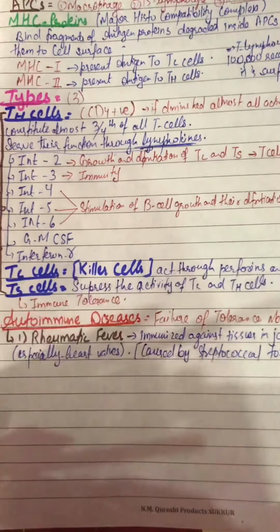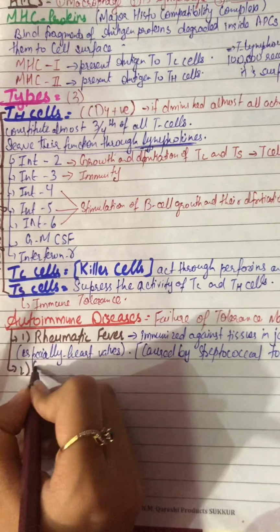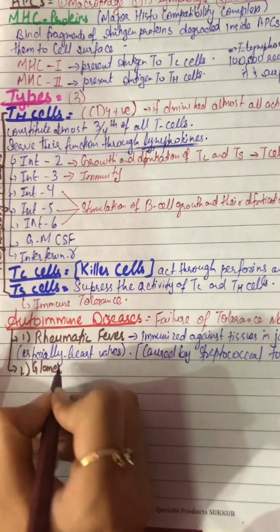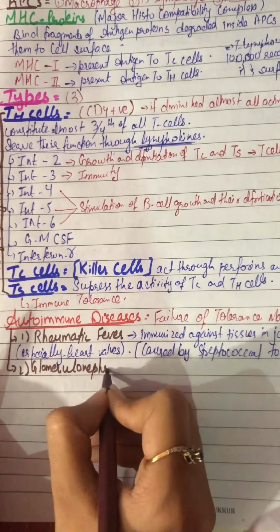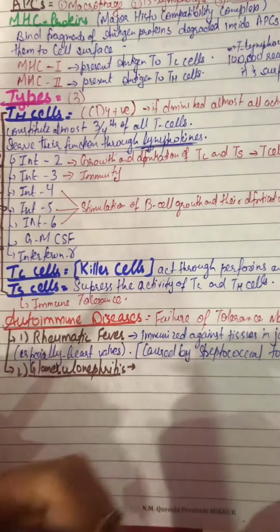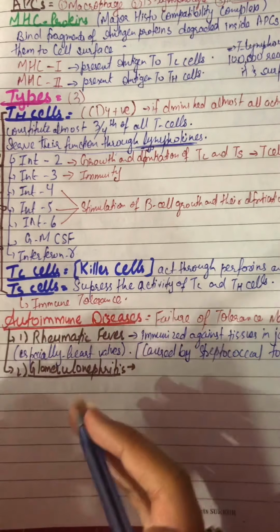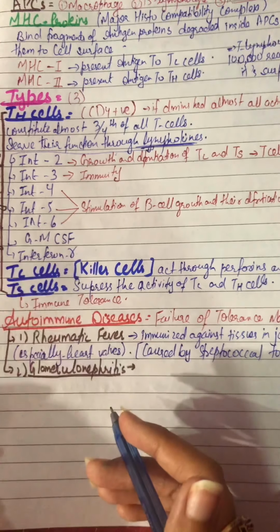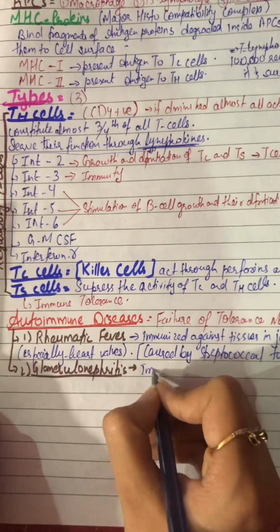The second one is glomerulonephritis. From its name, it's clear that the body will be immunized against the glomeruli, which are present in our kidney. So, immunized against kidney.